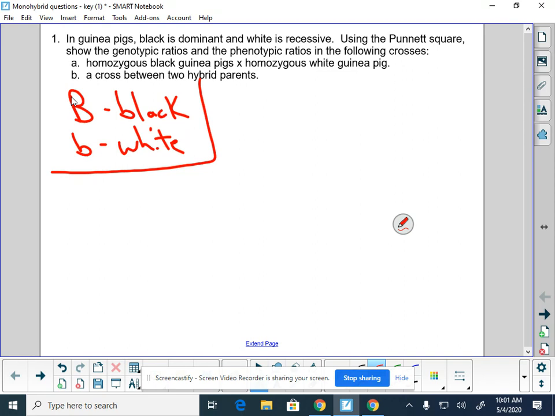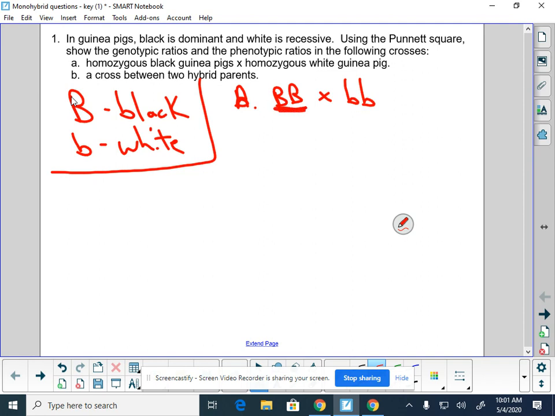So a homozygous black guinea pig and a homozygous white guinea pig are being crossed. So here's question A. Homozygous black. So homozygous means both letters are the same. Using our legend, capital B stands for black. So it's big B times homozygous white, which is little b. That's the parental cross. Now I have to build my Punnett square.